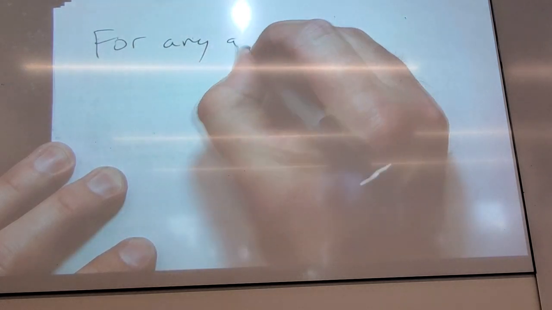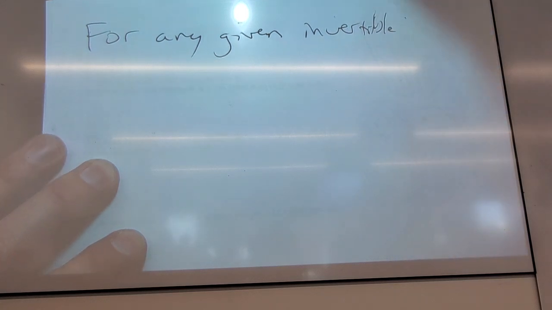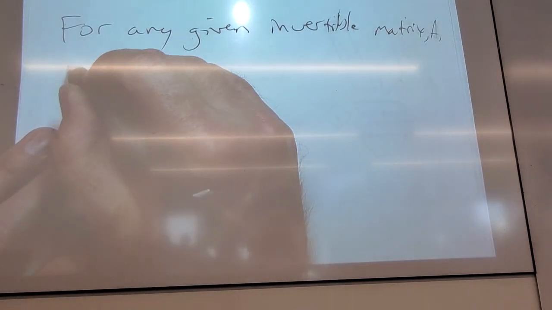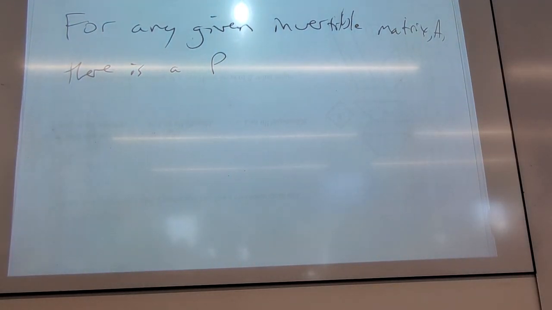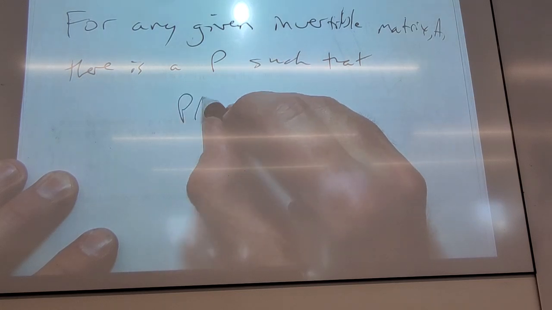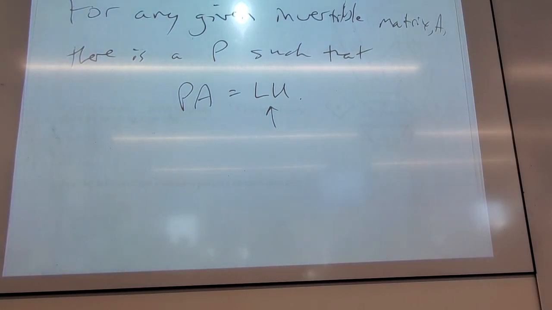So to formalize what I just said, for any given invertible matrix, there is a permutation matrix, which might be a composition of several simple swaps, such that when I do our LU factorization, like we had to do on the test.